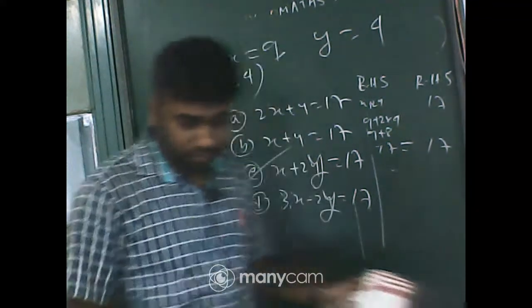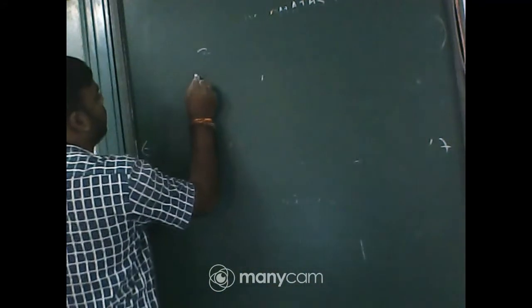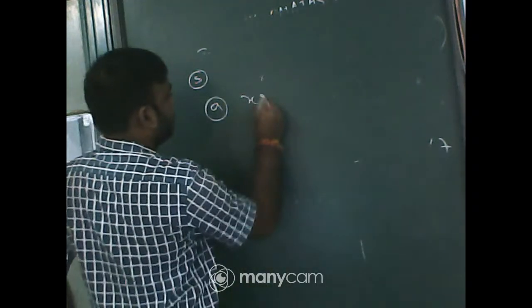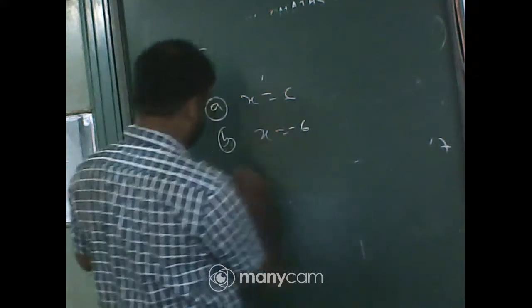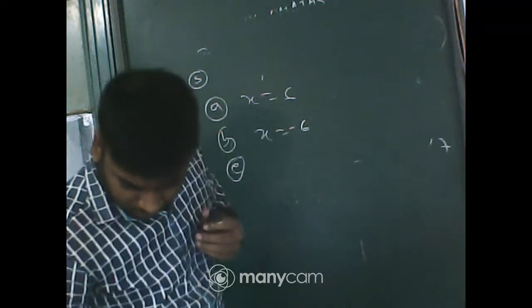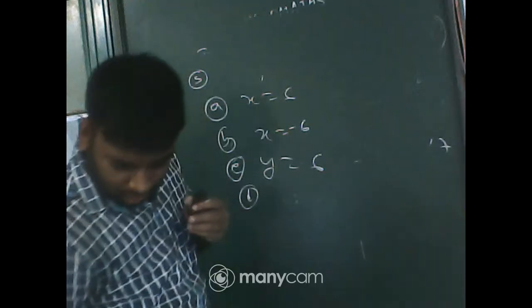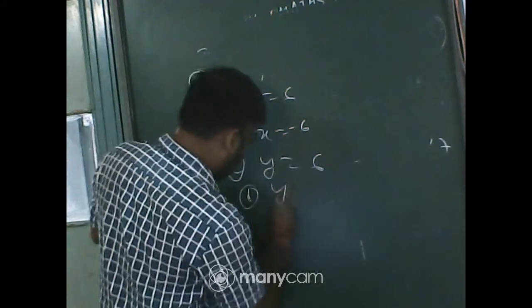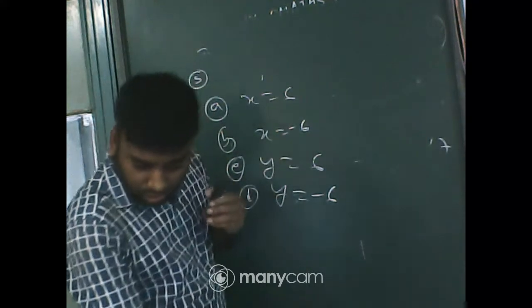Okay, last question in your class. Option A, x equal to 6. Option B, x equal to minus 6. Option C, y equal to 6. Option D, y equal to minus 6.